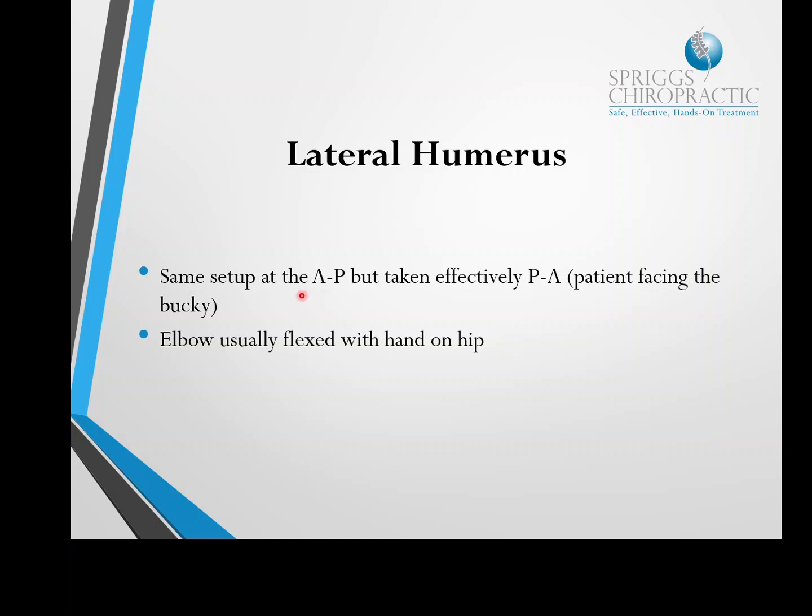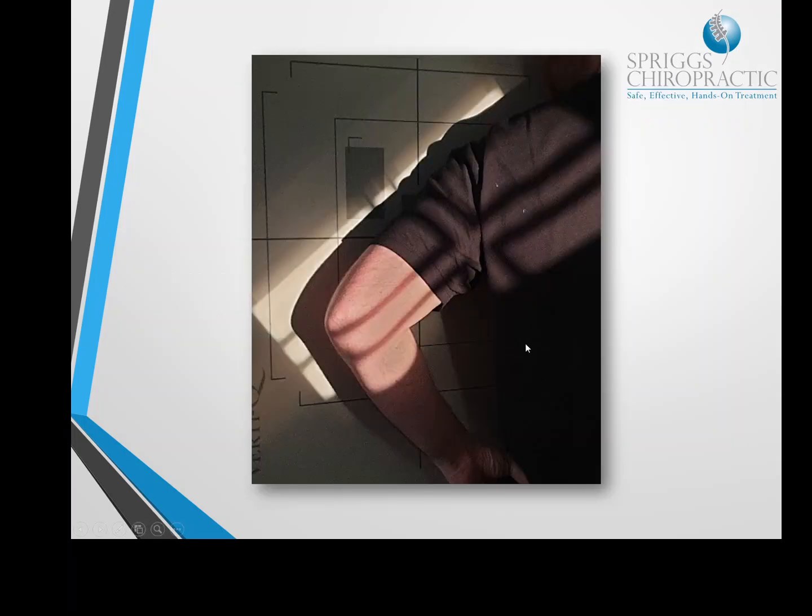So if the patient is capable of mild amounts of abduction of the shoulder, so if they haven't fractured or dislocated the humerus at the proximal end, then you'll be able to get the patient to do this one. And this is what I mean.